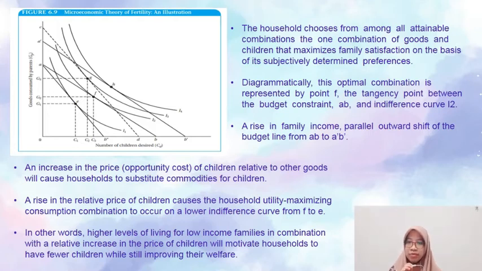An increase in the price or opportunity cost of children relative to other goods will cause households to substitute commodities for children. A rise in the relative price of children causes the household's utility-maximizing consumption combination to occur on the lower indifference curve, from F to E. In other words, a higher level of living for a lower income family in combination with a relative increase in the price of children will motivate households to have fewer children while still improving their welfare.